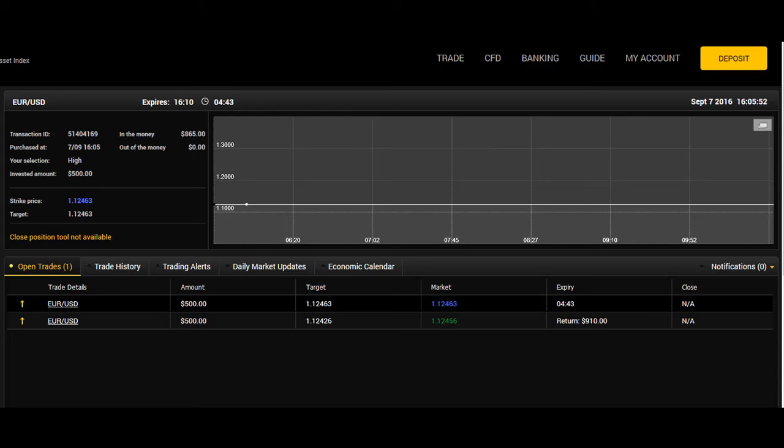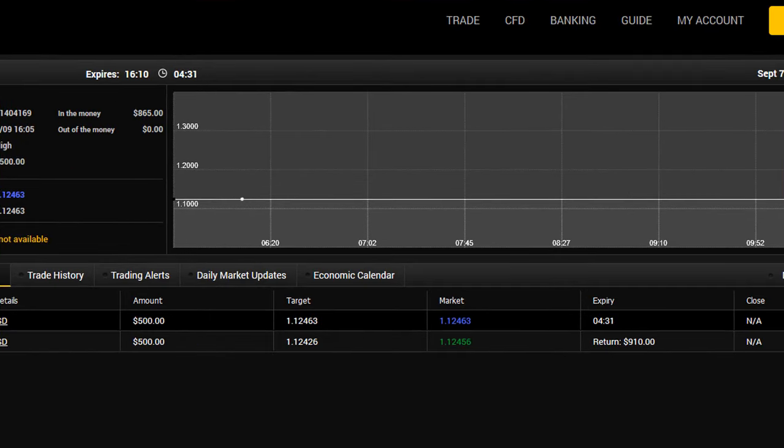What you're seeing here is the second trade of the day. The first trade was a winning trade that made me $410. Today is the 7th of September. For this second trade, I can see the price is going flat. It's at the money now.